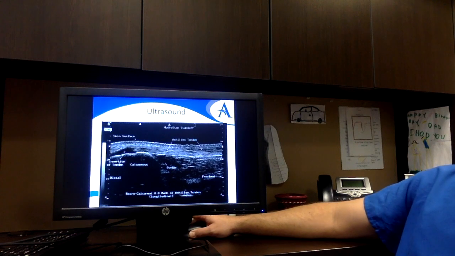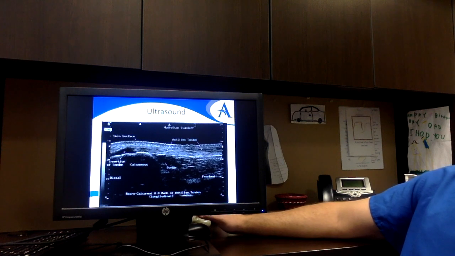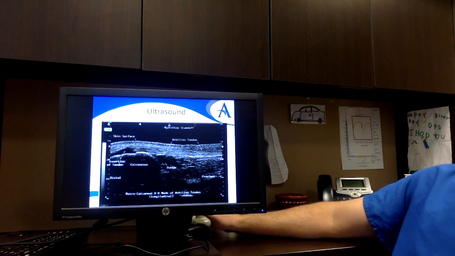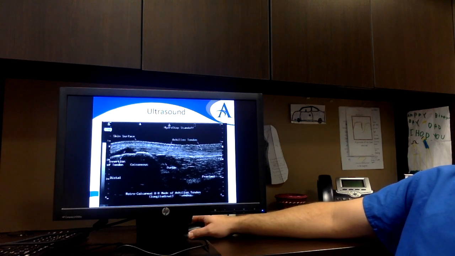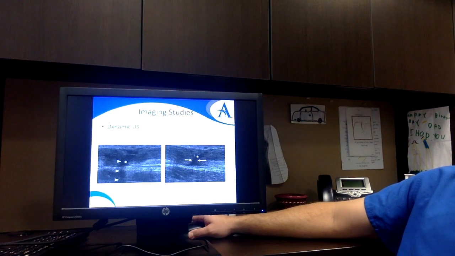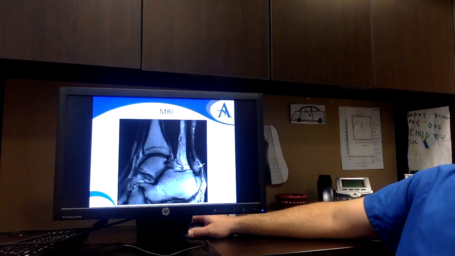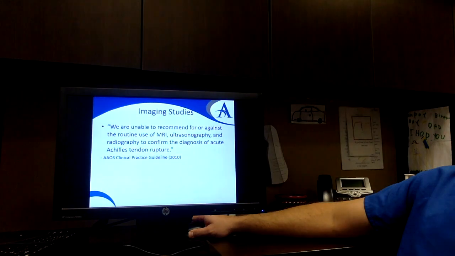Ultrasound is also utilized if you have this in the training room. There are some great new ultrasound modalities that can be used to assess it. It's also good for detecting chronic tendinosis or inflammation in somebody who's having some insertional Achilles tendonitis. MRI again showing some tendinosis at the tear site.